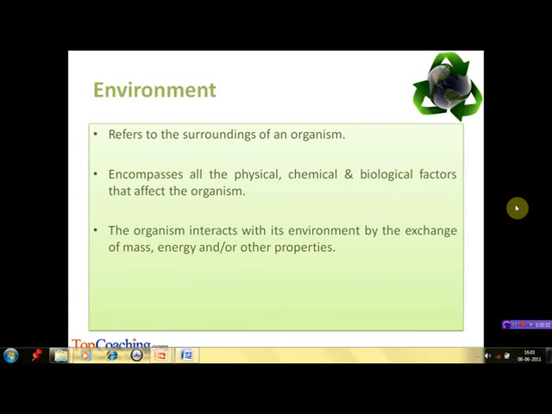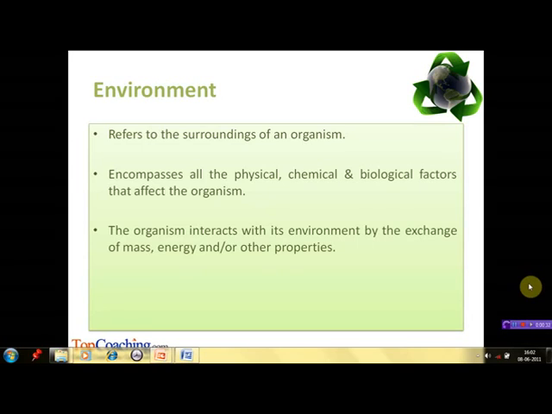The second word in the name of this chapter is environment. The environment of an organism roughly refers to its surroundings, which includes all the living as well as the non-living, or we can say biotic and abiotic factors. The environment encompasses all the physical, chemical and biological factors that affect the organism. The organism interacts with its environment by the exchange of mass, energy and some other properties.